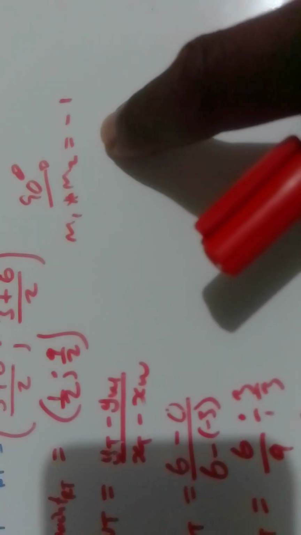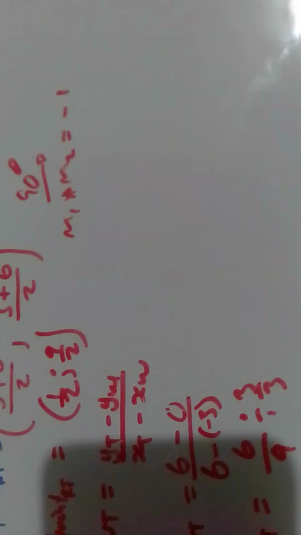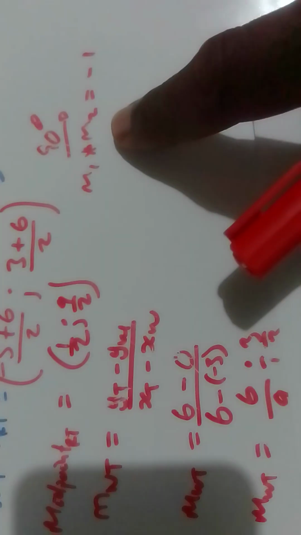Now I've got two methods, but I have to look at the mark allocation. The mark allocation here is saying what? 3 marks. Now, I know that the formula says the answer is equal to -1. So I'm not going to waste my time trying to find the gradient of WT. I already found WT. I'm not going to waste my time calculating the gradient of RW.